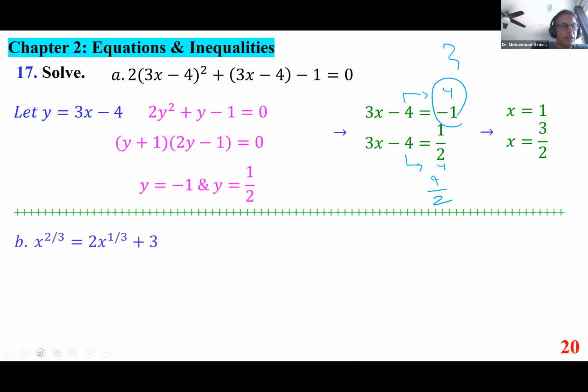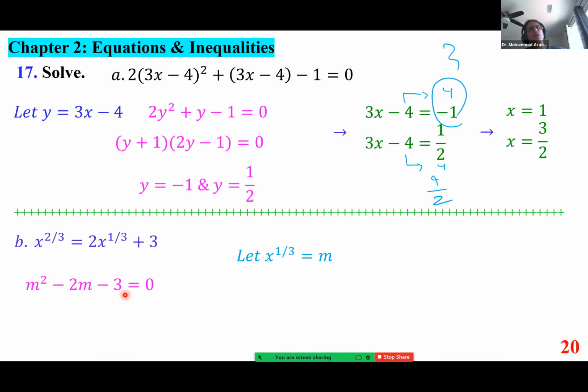We do the same thing here, substitution. We let this one with the lower exponent be any variable not x, like y, z, m, u, you name it. And in that case, x to the power of 2/3 becomes the square of that. Therefore, if we choose this to be m, this is m squared. So m squared equals 2m plus 3. Move everything to the left. You get m squared minus 2m minus 3 equals 0.